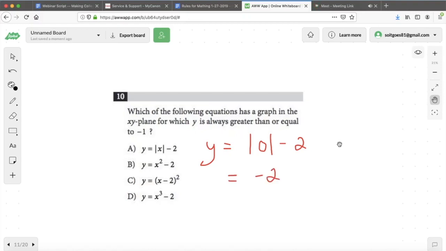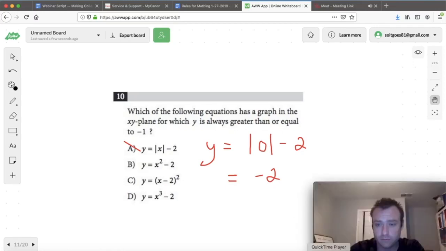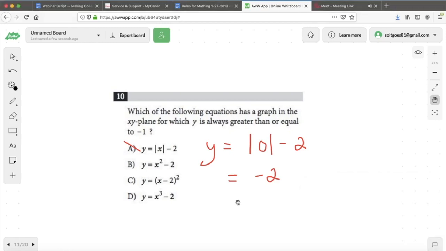Can we eliminate answer choice A? Yeah, we can, because for the correct answer choice, we know the y value is always greater than or equal to -1. But it can't be less than -1. And we made y less than -1 by plugging in a 0 for x. Questions about that, guys? No. There's a lot going on in this question. But again, you're just testing values. See if you can make y less than -1. And if you can, get rid of it as an answer choice. Okay? Let's do the same thing for B.